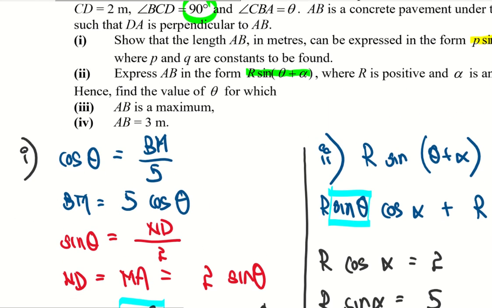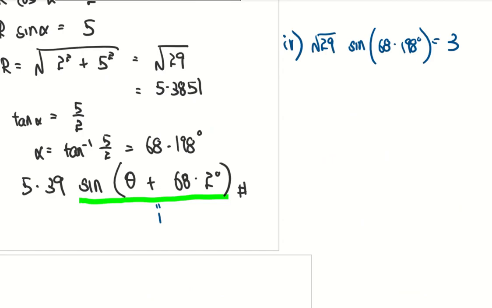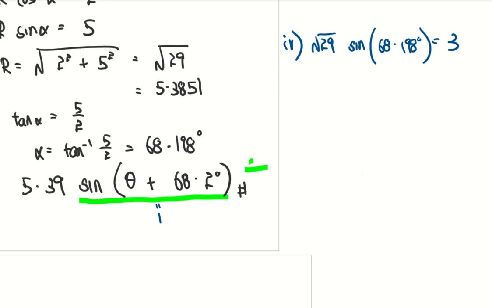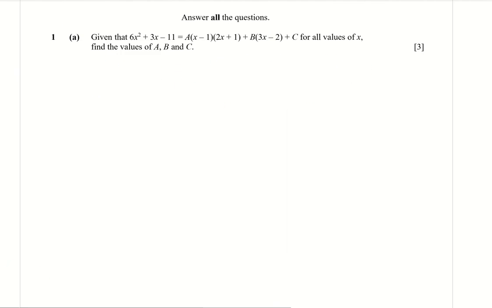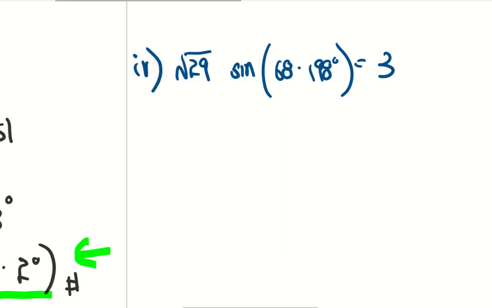Before we move on to our last part is to solve for AB to be equal to 3. So let me write the question out first. Remember, your AB was denoted by R formula in part 2. Since this is equated to 3, so now I just have to do my normal trigo solving.